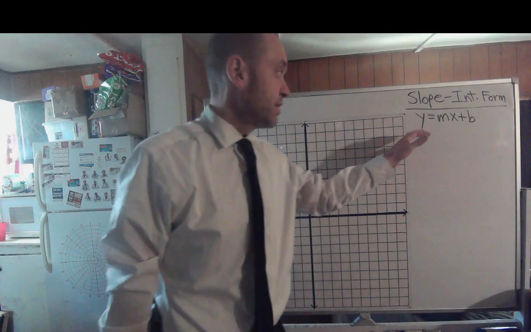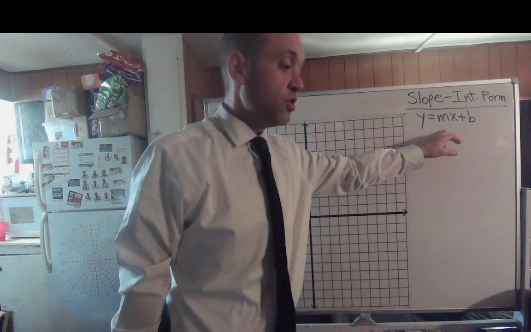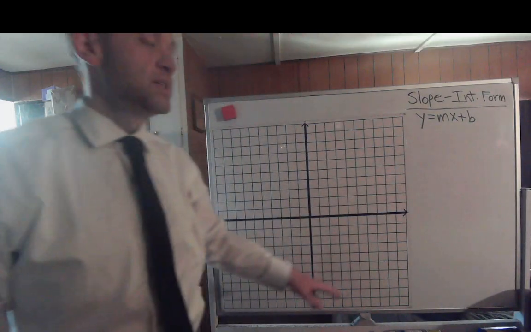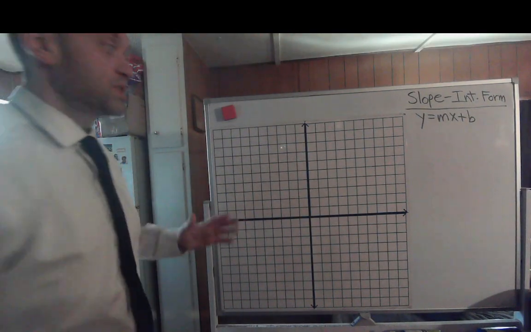Instead of seeing y, you'll see f of x equals mx plus b, where m is your slope and b is your y-intercept. So that's why it's called the slope-intercept form. Y equals mx plus b.